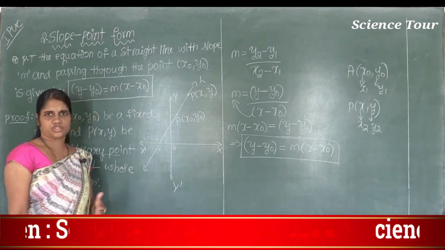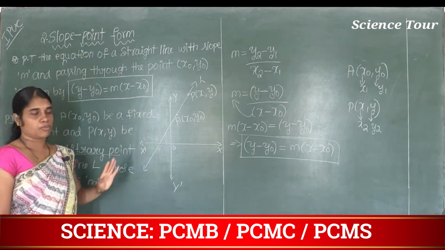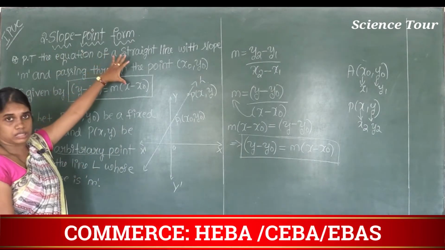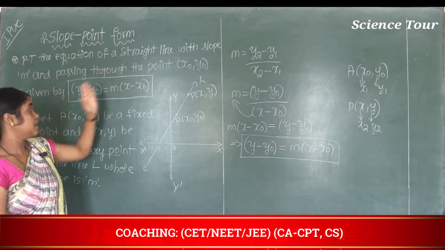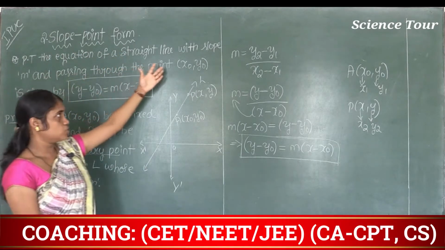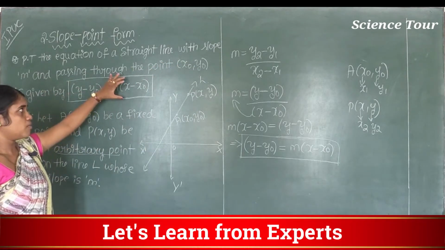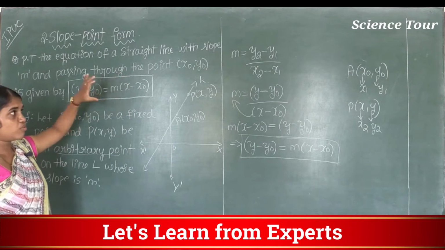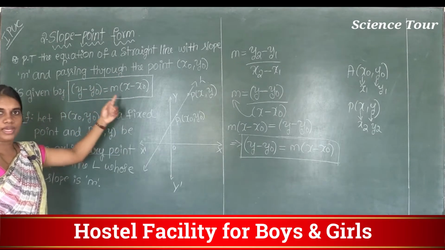It is a 2 marks question. Sometimes they may ask a 2 marks question. So prove slope point form, or else they may give the question like this: prove that the equation of a straight line with the slope m and passing through the point x0 comma y0 is given by this formula. But remember this formula, we will use this formula to solve the problems. Therefore write and practice this formula, important formula.